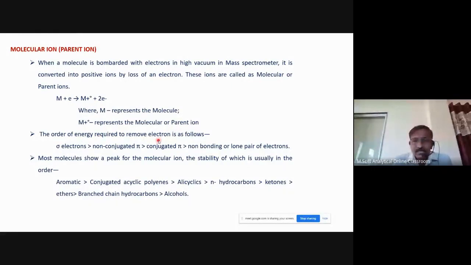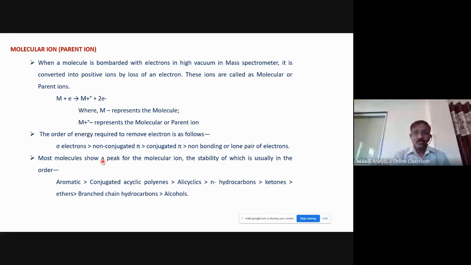In this case, regarding the energy required to remove the electron, sigma electrons require more energy as compared to non-conjugated pi electrons, then conjugated pi electrons, and very little is required for non-bonding or lone pair electrons. That energy we have to observe. Commonly we use 70 electron volts to carry out such fragmentation, that is, removal of an electron.